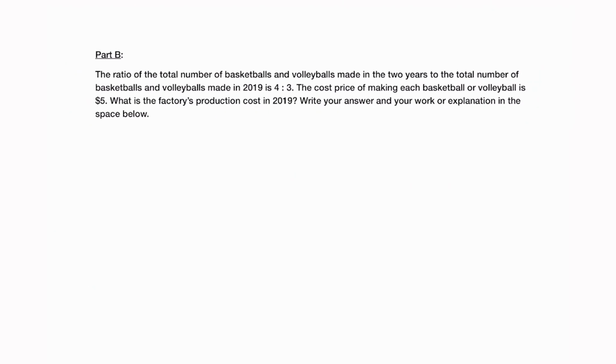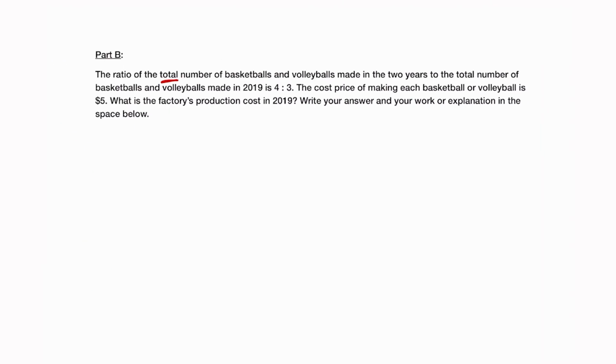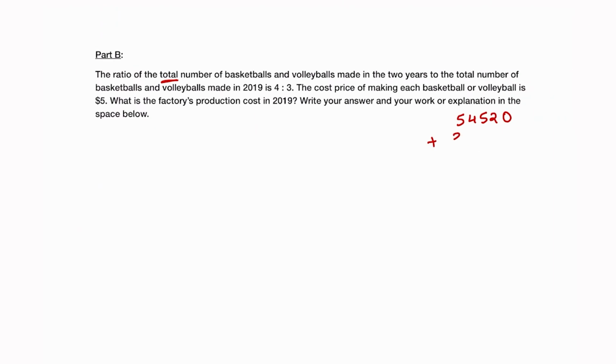Let's go to the next part. The ratio of the total number of basketballs and volleyballs. Now we have total of both made in the 2 years. So we are talking about these 2 years. Do we know the total? Not yet. Let's get the total first. So it's basically basketballs were 54520, right? And the volleyballs were 32,712. So we add them.